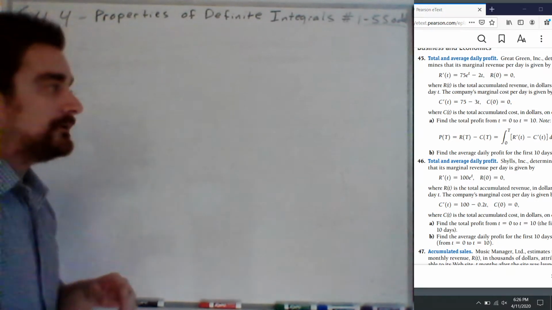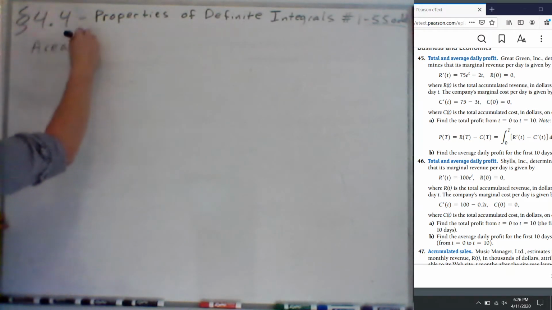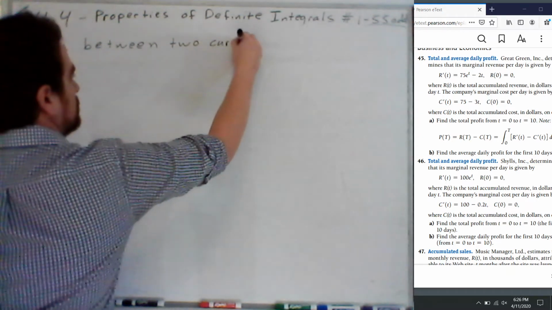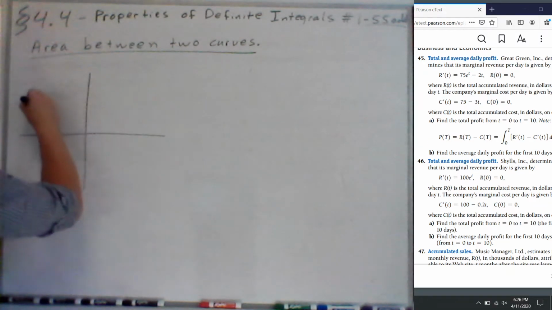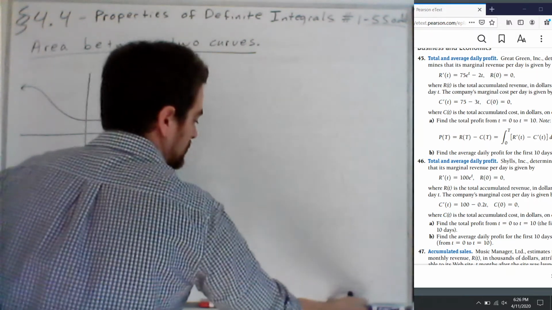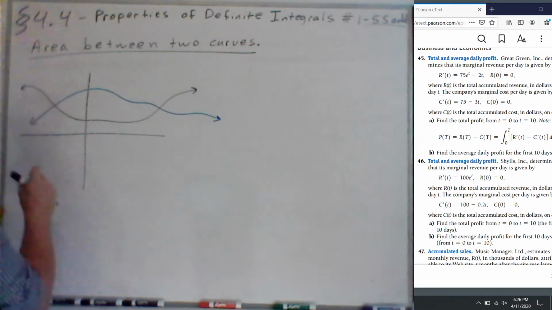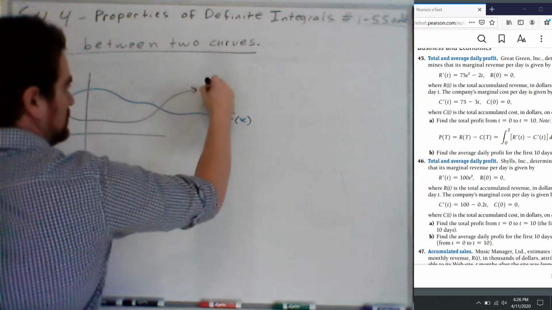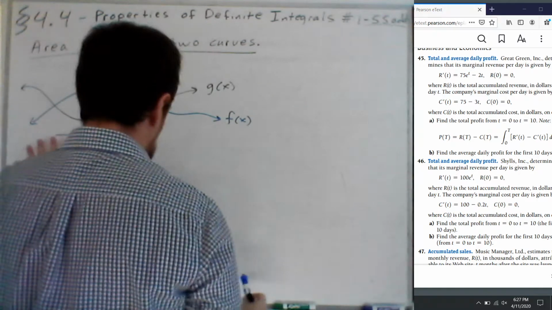And the next thing I want to talk about is the concept of finding area between two curves. So if we have two functions, let's say, I'm going to label the blue one as f of x, and the black is g of x. And let's say we want to find the area between these two curves.